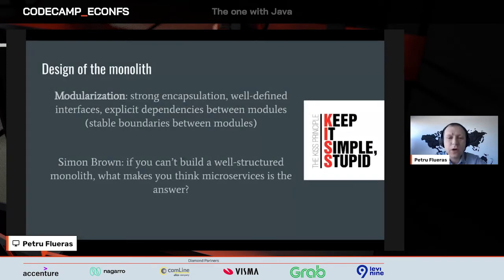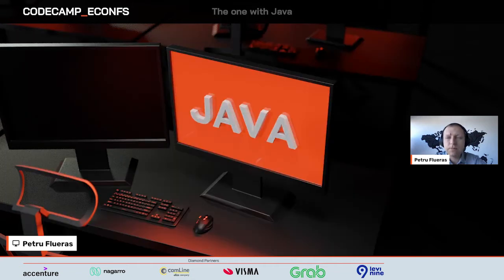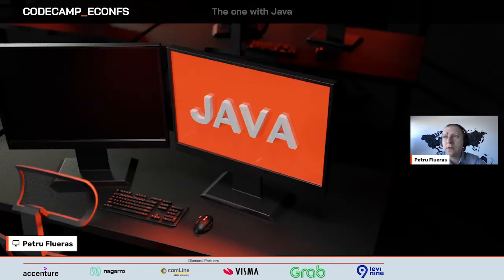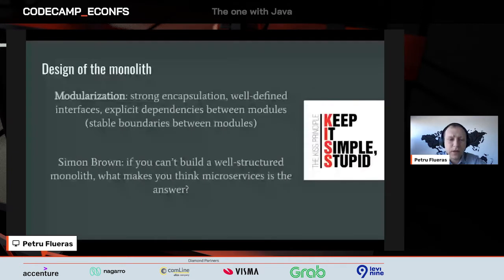High cohesion, low coupling. It's super easy. We don't have to overcomplicate things. We just have to stick to the simple design rules and implement them very well. Simon Brown said, if you can't build a well-structured monolith, what makes you think microservices is the answer? So start first with a monolith, get the structure right very well, and modularize the monolith.